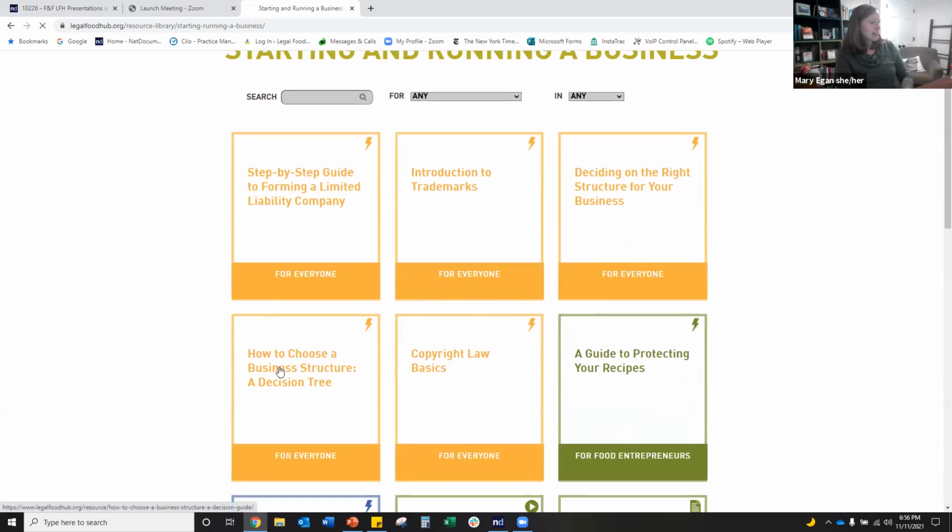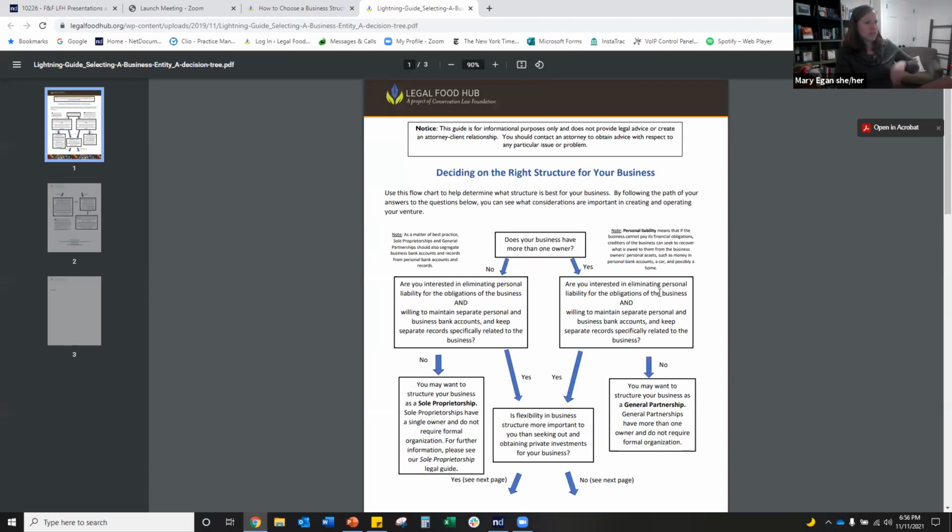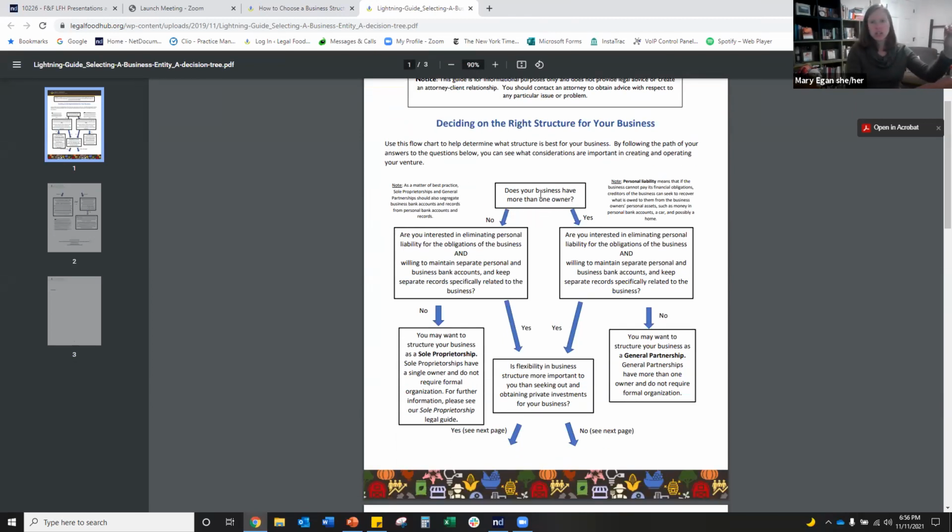I also like this guide that I thought I'd show you. If you're at the point where you're trying to decide what kind of business structure to form for your farm, this is just one of those where you ask yourself the question, and then if the answer is yes, go this direction. Yes, no, right, go this direction. So this could be a really helpful tool as you're thinking about the future of your business.